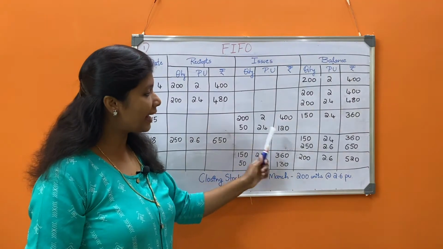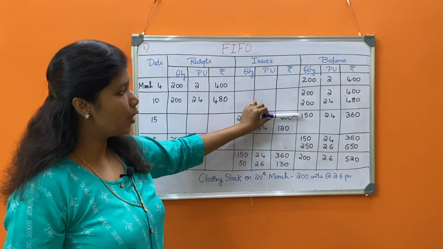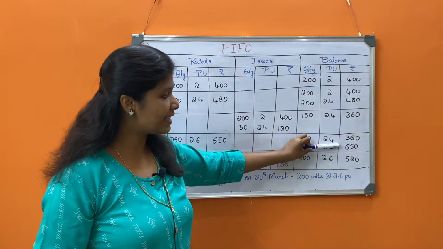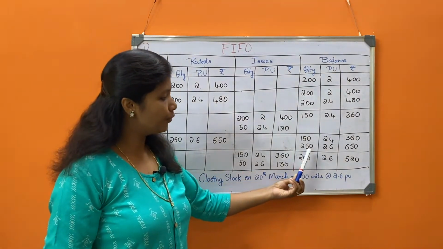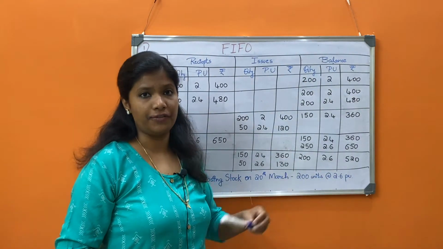Next, how do I write the balance for that particular date? First, check your previous balance: 150, 2.4, 360. Carry forward as it is. Next, write today's balance: 250 at the rate 2.6, 650 rupees.